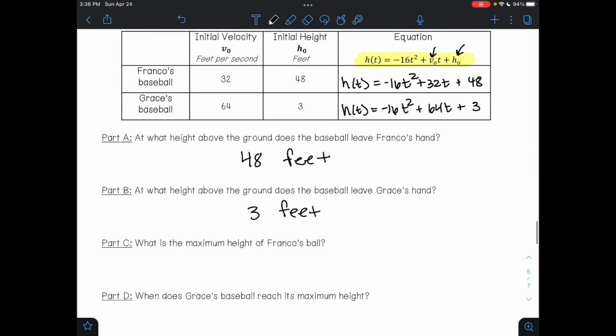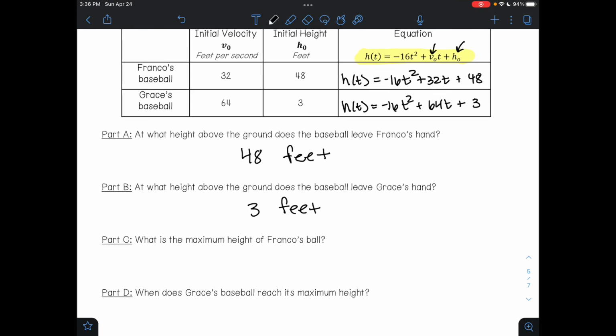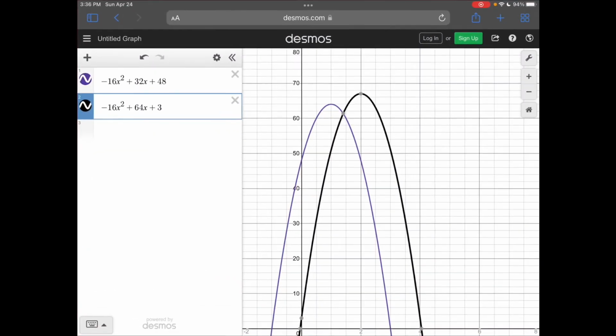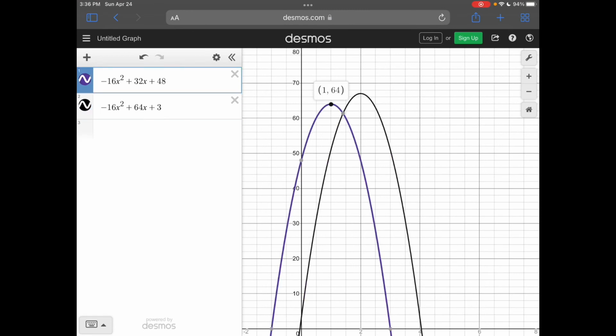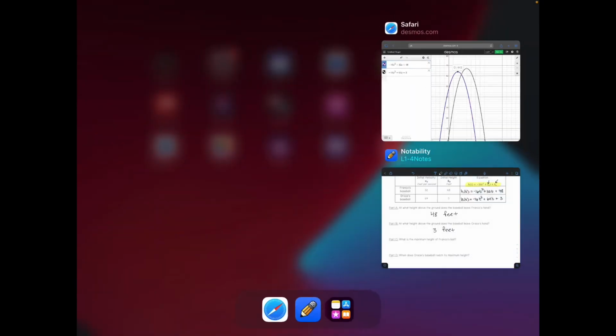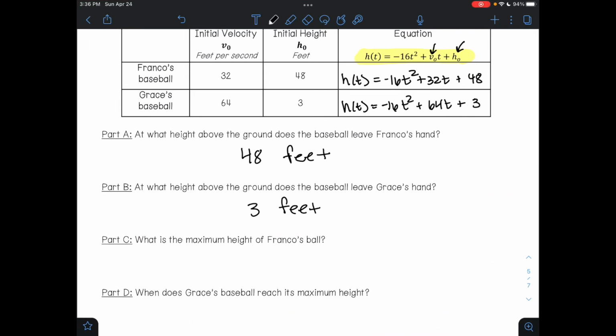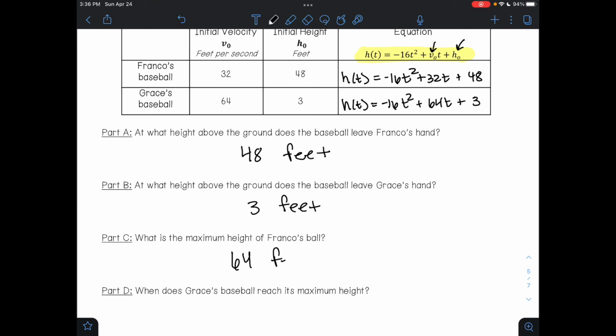Part C says, what is the maximum height of Franco's ball? So the maximum height is going to be the vertex. Franco's ball was the first one, so that's in purple. His initial height is 64 feet. Sorry, not initial height, his maximum height. So Franco's maximum height is 64 feet.